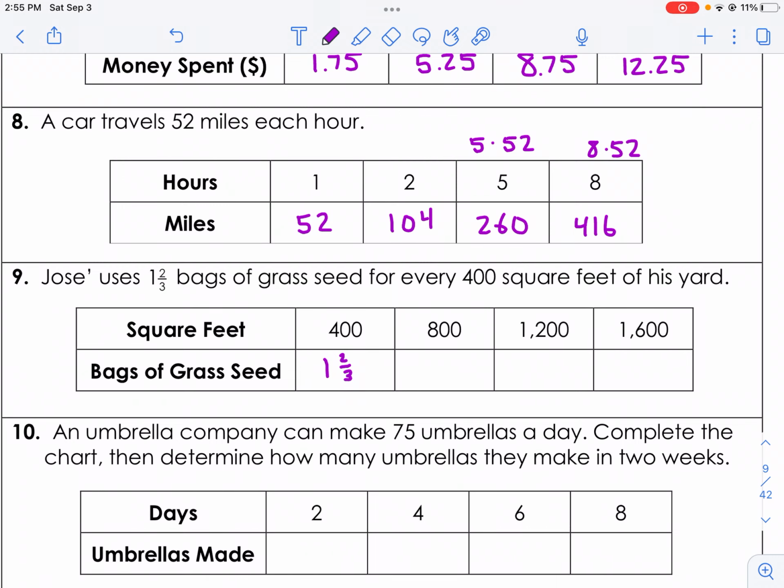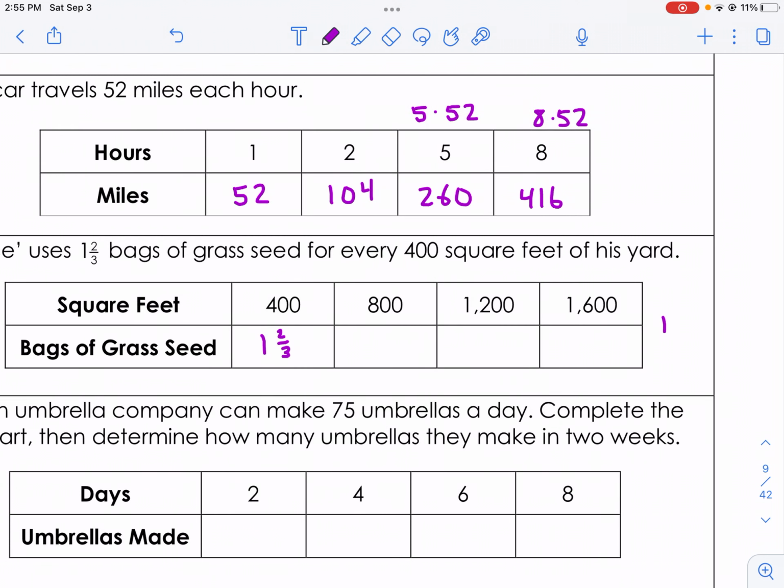So if he has 400 square feet, that's 1 2/3. What if I need to double that? So I have 1 2/3, and I want to do times 2 there, right? So what I can do is add 1 2/3 plus 1 2/3. That's going to give me 2 4/3, but that 4/3 is really 1 1/3. So this becomes 3 1/3.